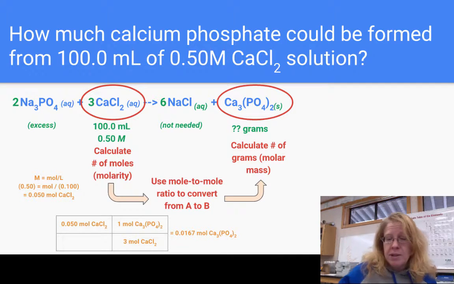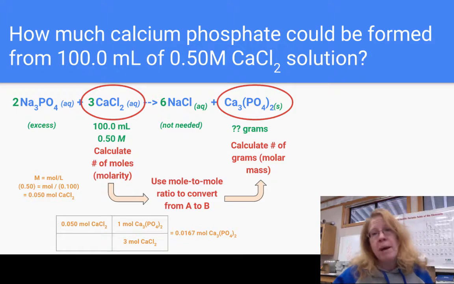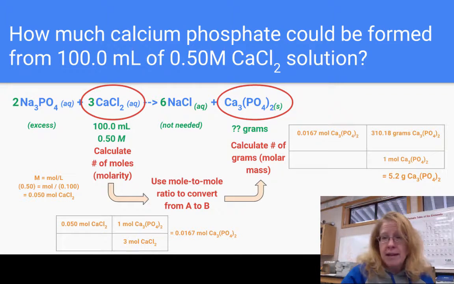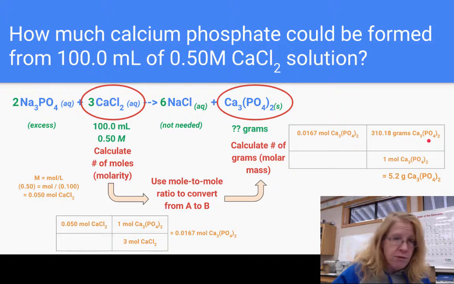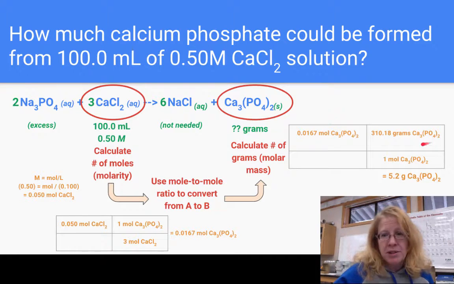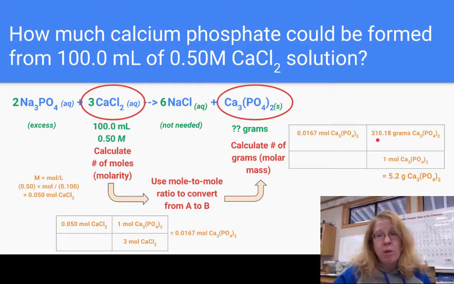And then the last step is to convert from that number of moles back to grams. So here's my last little molar mass step over here. Molar mass of calcium phosphate, it's a big number, 310.18. And again, that's that moles to grams step. 3 calciums plus 2 phosphoruses plus 8 total oxygens. So I multiply across the top, divide by the bottom, is 5.2 grams of calcium phosphate. And that's my answer to this.